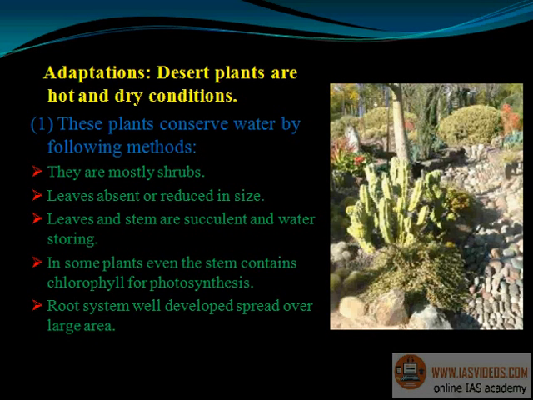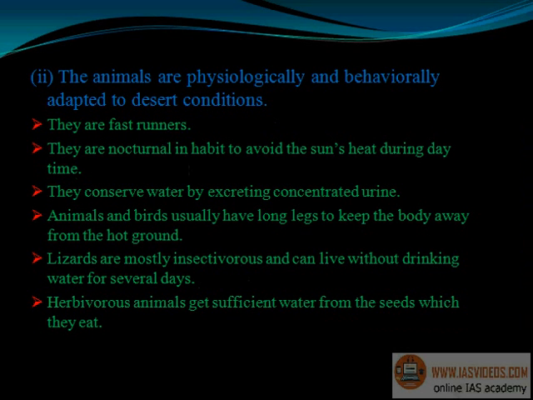In some plants even the stem contains chlorophyll for photosynthesis. Root system well developed, spread over large area. 2. The animals are physiologically and behaviorally adapted to desert conditions.